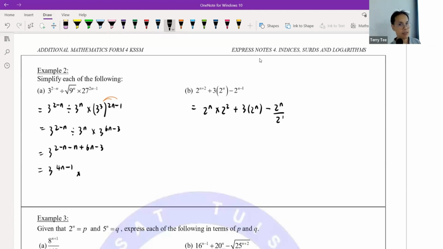Next, what can we factorize? What is your common factor? Well, we can take out 2 power n, the pink color one.